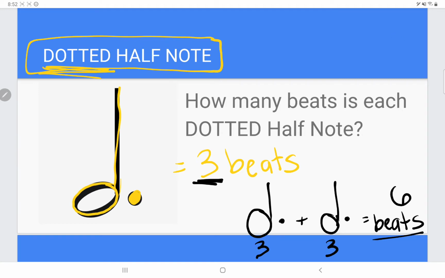So this next one that we're going to do, scholars, is probably going to be our largest note. So we went from having 1 beat to 2 beats to 3 beats. Now our next type of note is going to have 4 beats. Remember, make sure that everything that I have in yellow is also on your paper and notes.